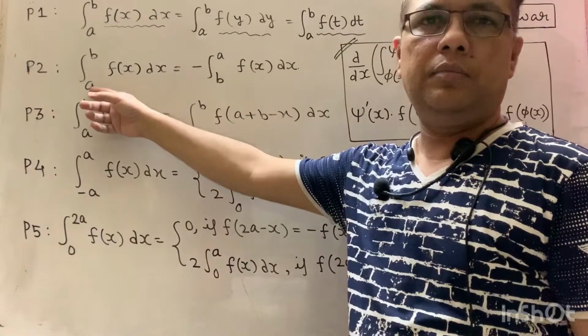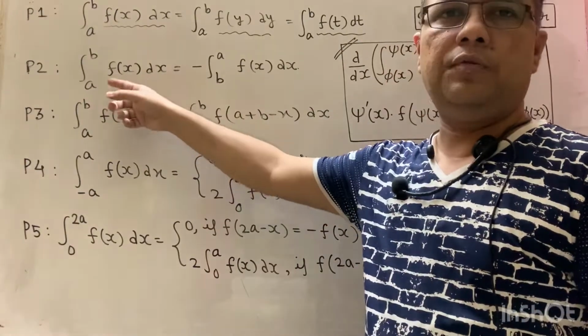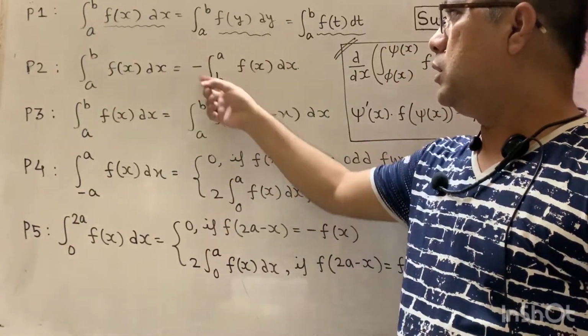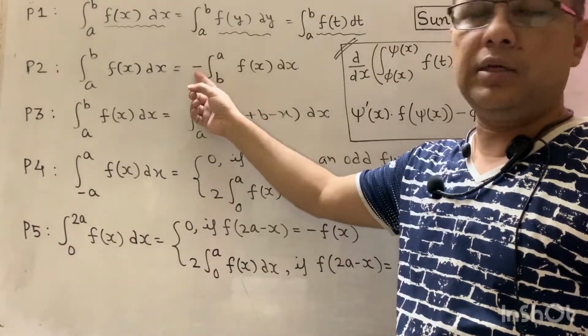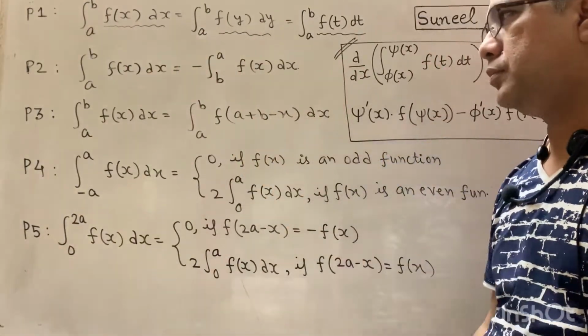और ये property a to b f of x dx, if you interchange the limits, okay, in the new integral you keep minus sign and both values are equal.